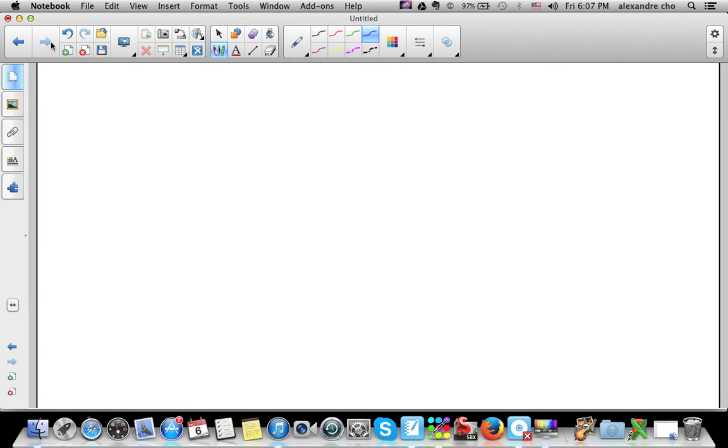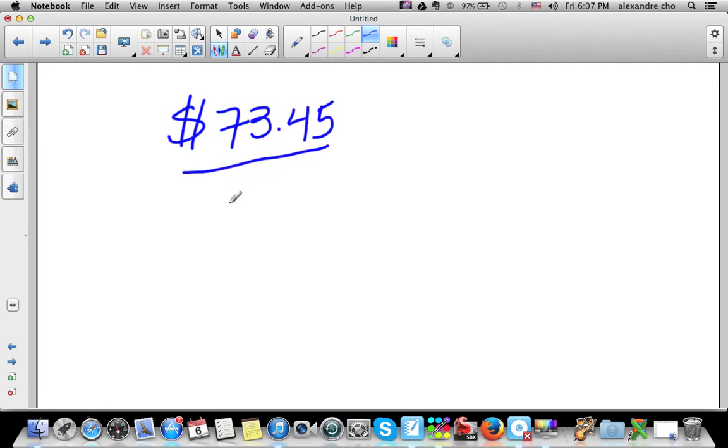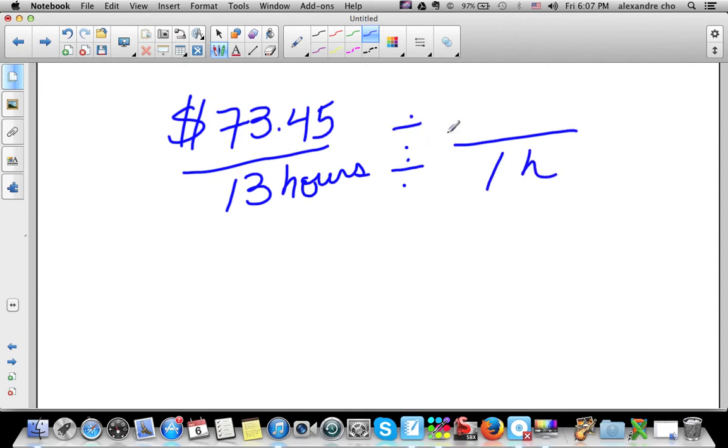Number 5, find the unit rate. I guess we should have started with these, finding the unit rate, instead of doing better deal first. But anyways, unit rate means that we want to compare it to 1. $73.45 in 13 hours. He works 13 hours, he makes $73.45, which means we want to find the unit rate, meaning what does he make in 1 hour? And this comes out to be $5.65.